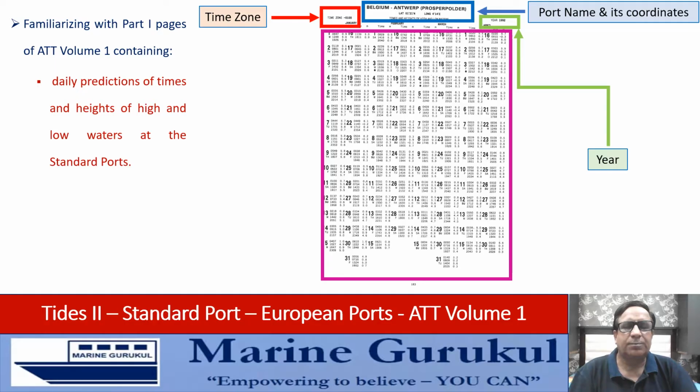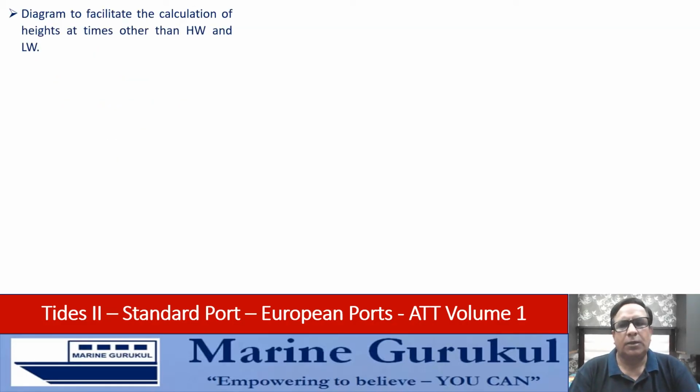And then we see the main body of the page, which contains daily predictions of times and heights of high and low water for each day of the year. In Part 1 of ATT Volume 1, for every standard port, there shall also be a curve or a diagram that shall be used for calculation of heights at times other than high and low water. So this will be the curve which shall be used for interpolation.